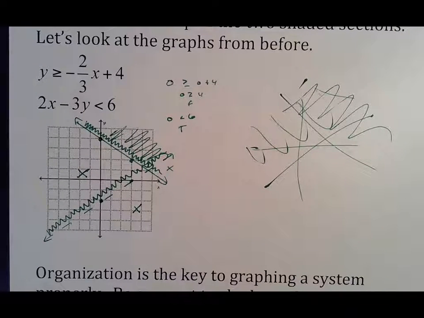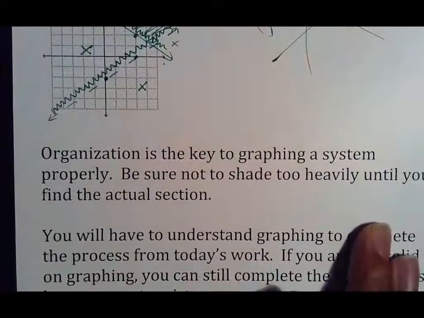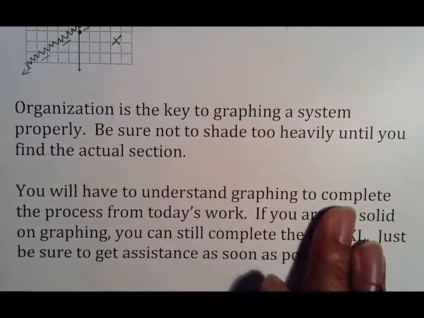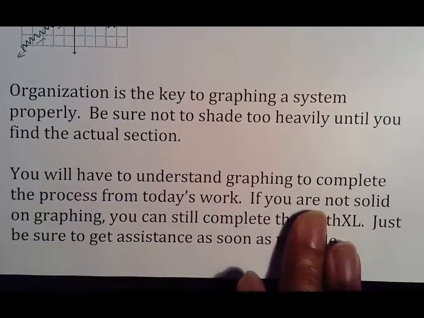and that's really where you're going to get that practice. Actually, you're going to see that in just a second. But really, as long as you can graph, the only thing you have to worry about is just knowing where to shade. So organization is the key to graphing the system properly. Again, be sure not to shade too heavily until you find the actual section.